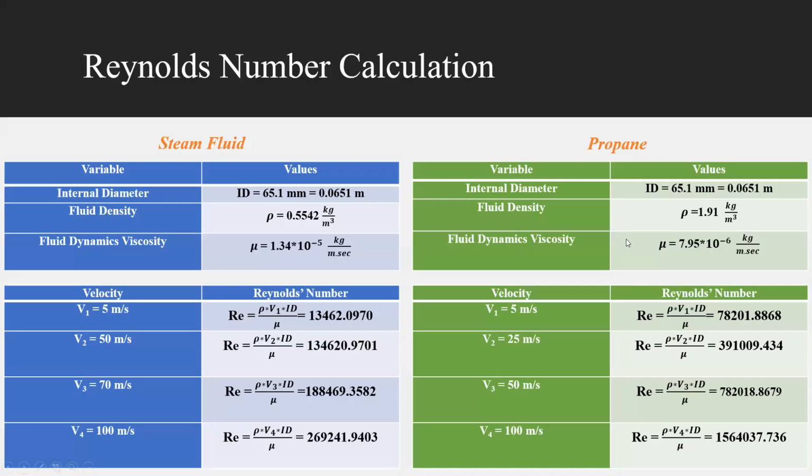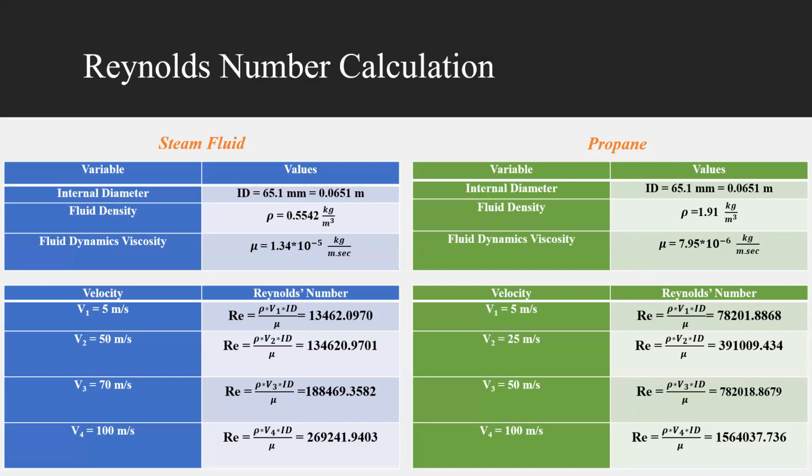This slide shows the mathematical hand calculations to calculate the Reynolds number from the steam fluid and propane. We use this equation from the fluid mechanics equation. We calculate the Reynolds number with 4 different velocities, including 5 meters per second, 15 meters per second, 70 meters per second, and 100 meters per second for both steam fluid and propane.